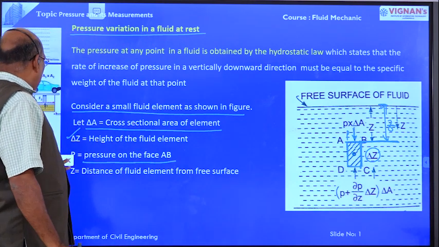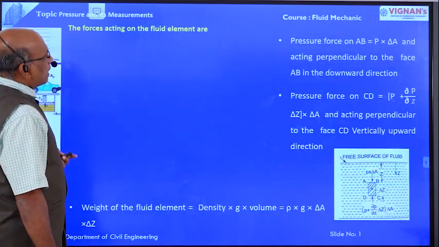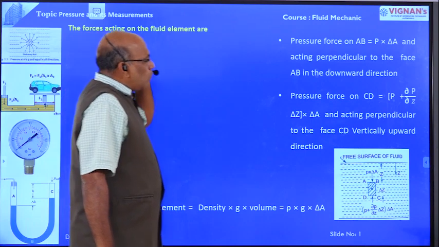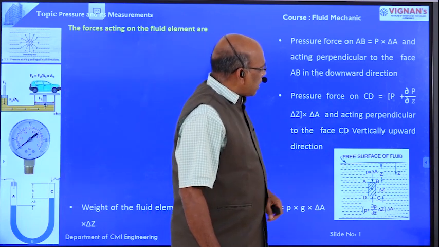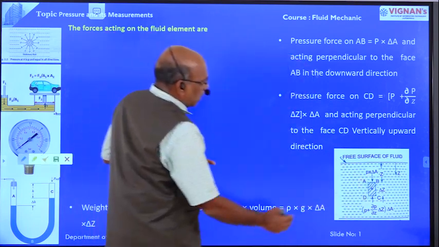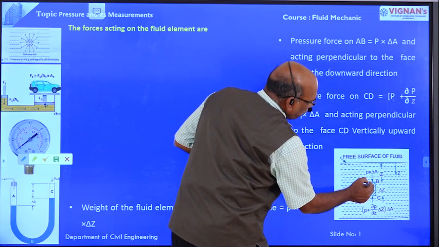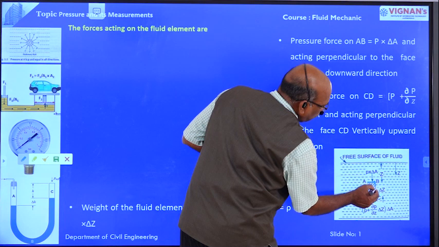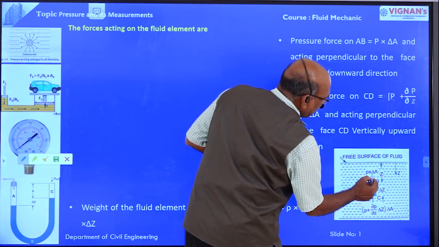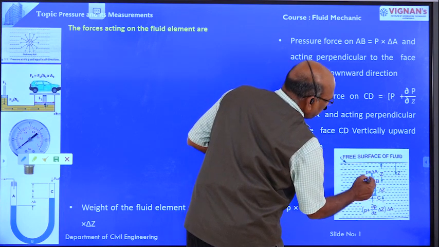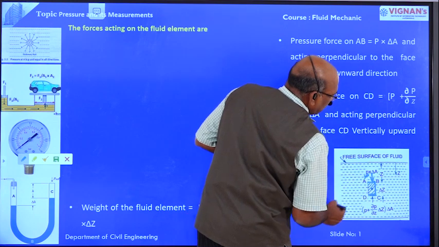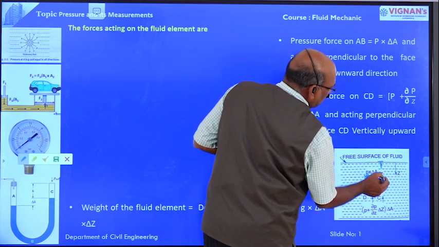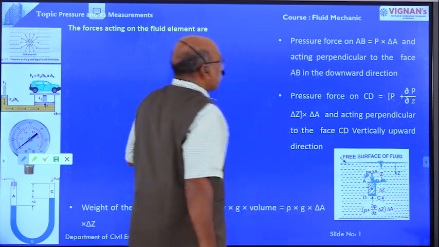Right? Now we are going to derive the hydrostatic law. Now, this is the fluid element. Already I have explained, this is the top of the fluid element, face AB. This is the bottom of the fluid element, face DC. The depth of the fluid element is dz. The pressure acting on face AB is small p. The distance from the top of the element to the free surface is z.